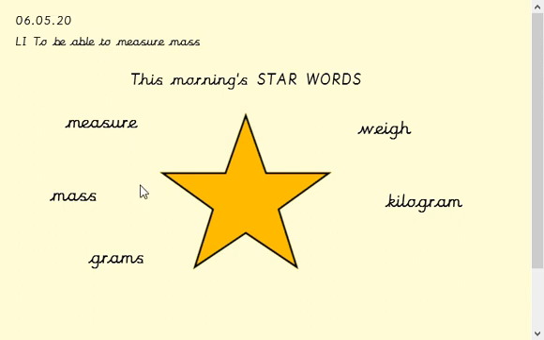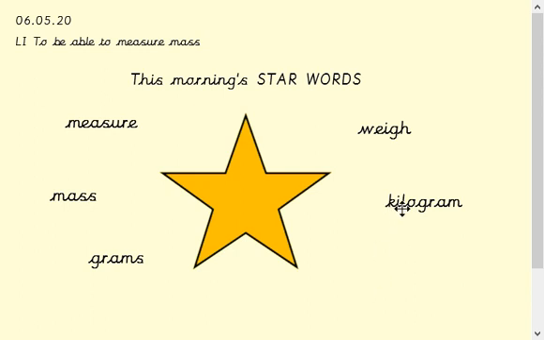Now, one thing we must be clear on when we're using mass is grams and kilograms. They are very important to this particular lesson. The prefix on the word kilogram is kilo. Kilo means 1,000.